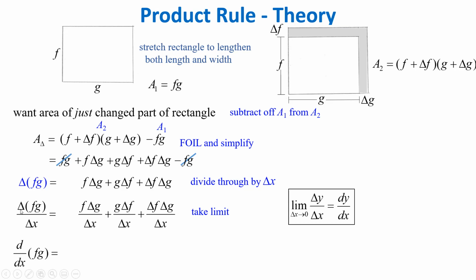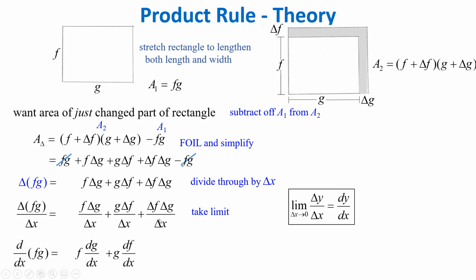So if I take the derivative of f times g, I'm just changing the delta, f times g over dx. Then on the right side I'm going to split out the f, and then delta g over delta x becomes dg dx, so it's f times dg dx. I'll do the same thing with this one. It becomes g times df dx. Again, I'm just taking the limits on all of these, the limit as delta x goes to 0.